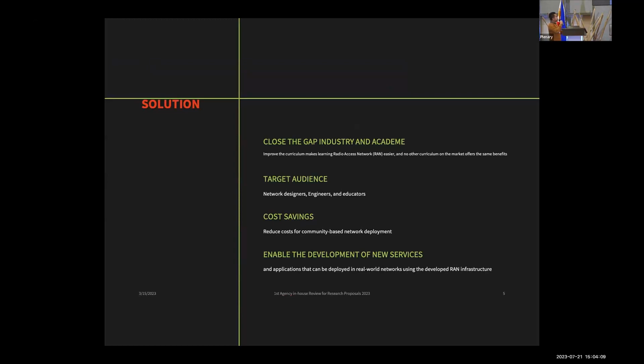So ORAN would be a solution for us to close the gap between industry and academia, to allow our future engineers to design a network, to save cost, and also to enable development of new services in the future.